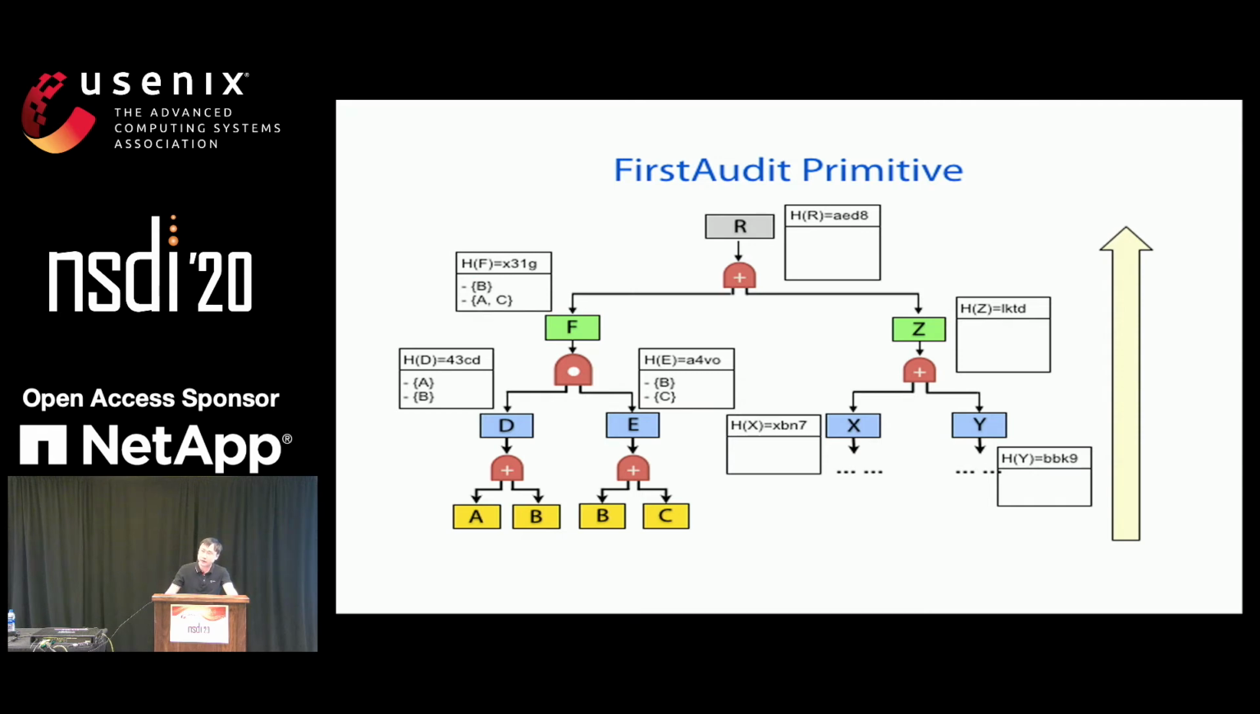So we get 2 risk groups. Similarly, we can calculate the risk groups of the nodes X and Y. And because we have an OR gate here for Z, we can put all the risk groups of the child nodes together as the risk groups of the node Z. And in a similar way, we can merge the risk groups of F and Z to get the risk groups of R. So with this, we finish the first audit bootstrap.